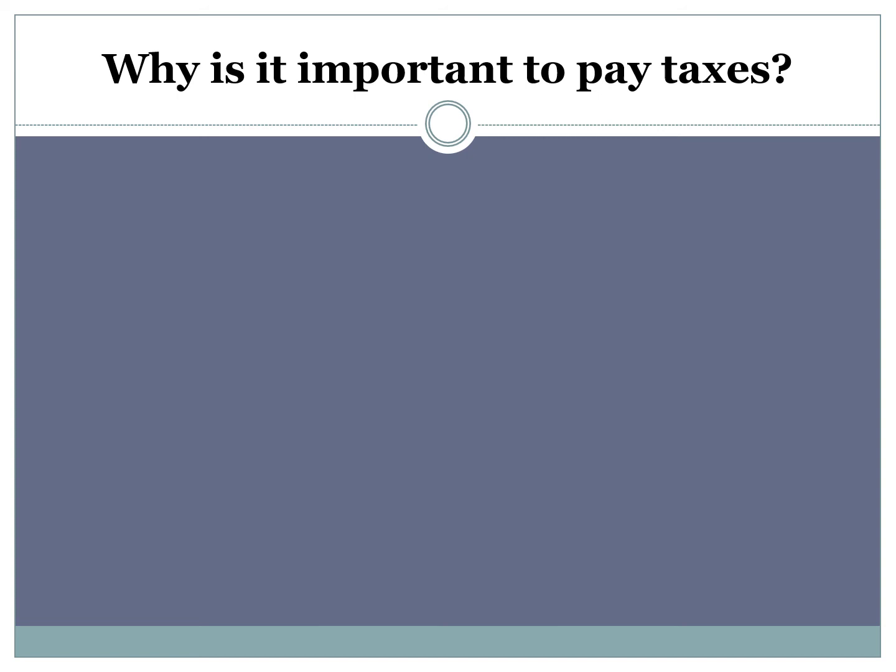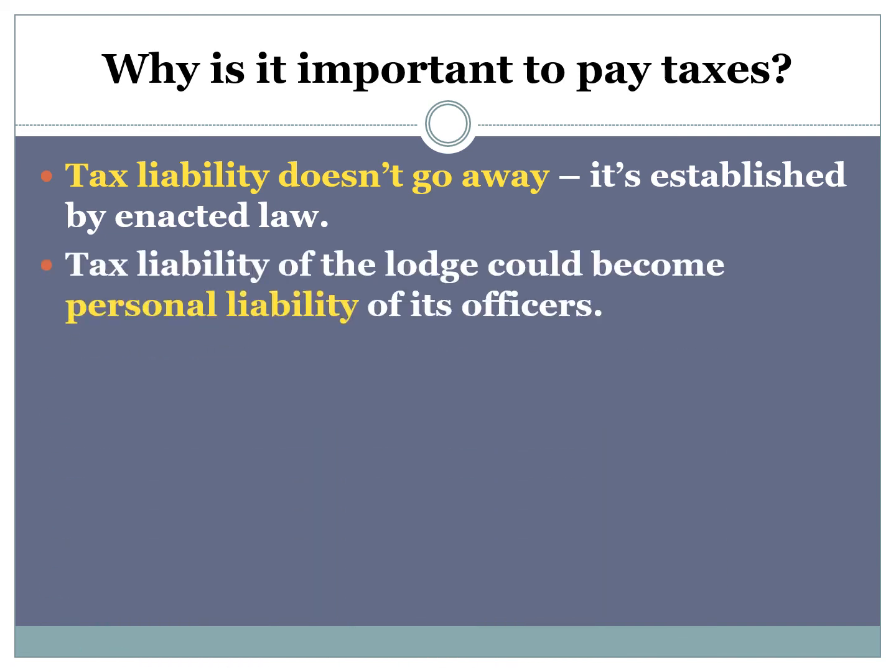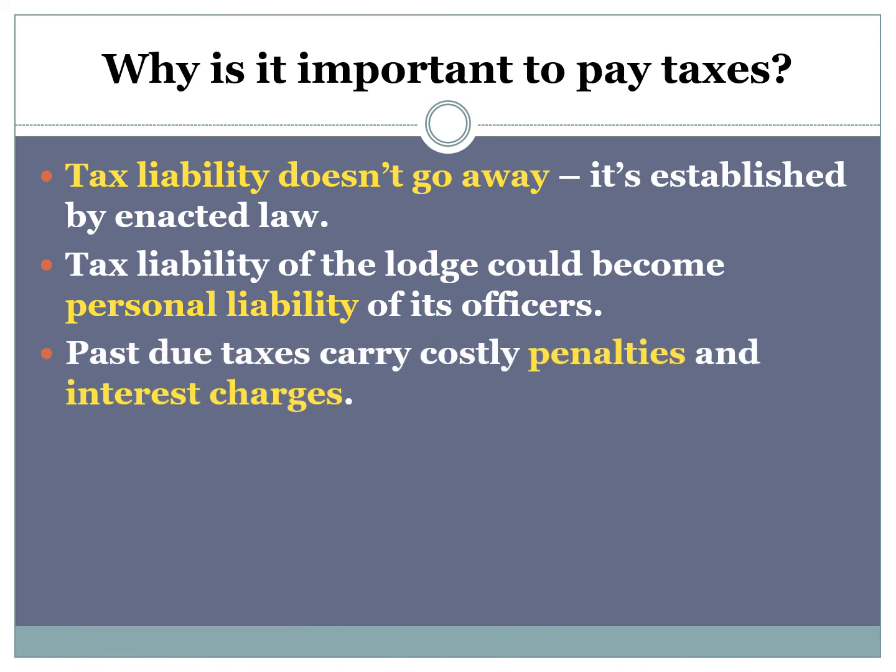As a part of this program, we said we would describe why it was important to pay these taxes. Let's go through the list. First, tax liability doesn't go away. It's established by enacted law, collected by governmental authorities, and as we told you earlier, it's compulsory. Secondly, tax liability of a lodge could become personal liability of its officers. We know that as officers, you do not want to be in that position. Past due taxes carry costly penalties and interest charges. What a waste of a lodge's good money.